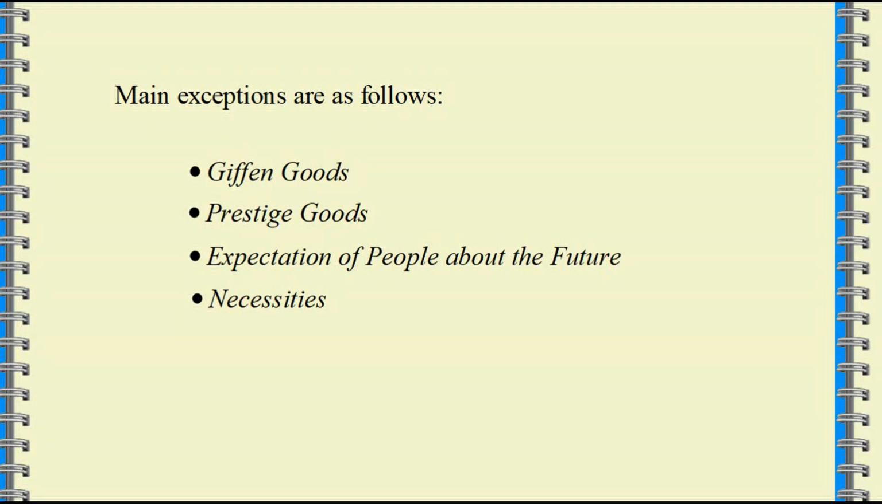In the case of necessities, these are goods which are essential for survival. Whatever the price increase, consumers will not lower their purchase. They also purchase the product in high quantity because it is essential for survival. In the case of necessities, the higher the price, the higher the demand for such products. So, in the case of Giffen goods, prestige goods, expectation of people about the future, and necessities, these are the conditions where the law of demand is going to be violated.